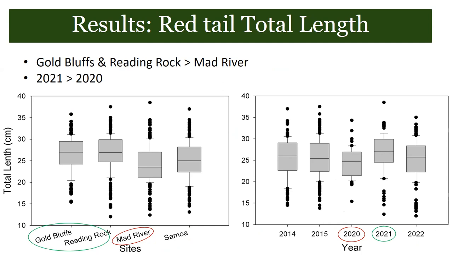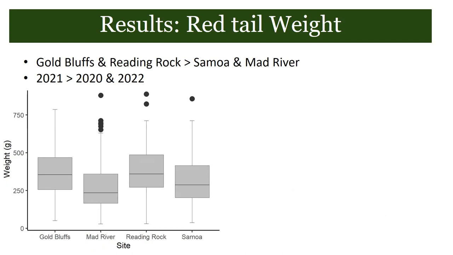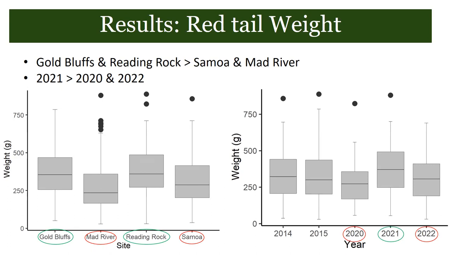Let's look at weight. So again, sites on the x-axis, weight now on the y-axis. The fishes were around 300 grams in total, and they were heavier in Gold Bluffs and Reading Rock, so those two northern sites again, than Mad River and Samoa this time. So the two northern sites had bigger fish than the two southern sites in Humboldt County. And they were heavier in 2021, which was the same as the longer fish in the previous slide, than the fish collected in 2022 or 2020.